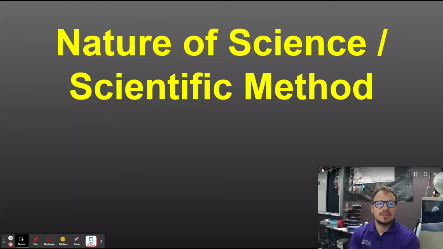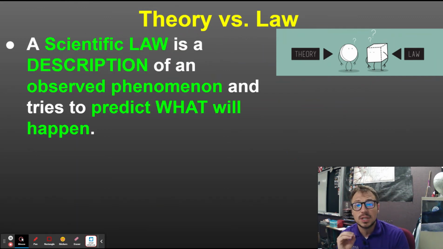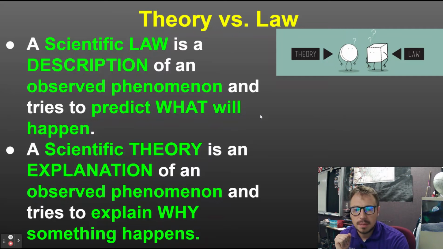All right, this is the Nature of Science video on the scientific method. So the first thing that we started off by learning about was theory versus law. A scientific law is a description of an observed phenomenon and tries to predict what will happen. And a scientific theory is an explanation of an observed phenomenon and tries to explain why something happens.